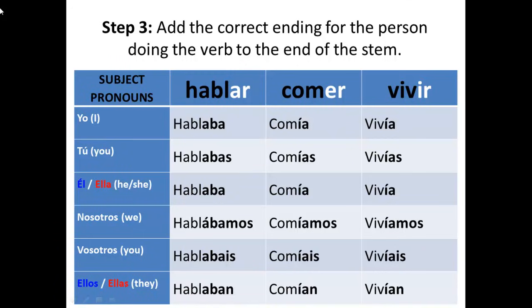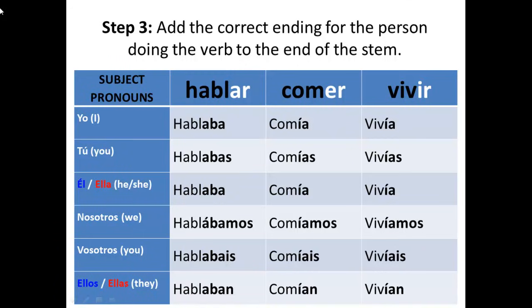Step 3. Add the correct ending for the person doing the verb to the end of the stem. So here we see the three common examples: hablar, comer, vivir. So we have hablar: hablaba, hablabas, hablaba, hablábamos, hablabais, hablaban. Now obviously these mean I used to speak, you used to speak, he, she used to speak, or you in a formal context used to speak, we used to speak, you plural used to speak, and they used to speak, or you plural formal used to speak.